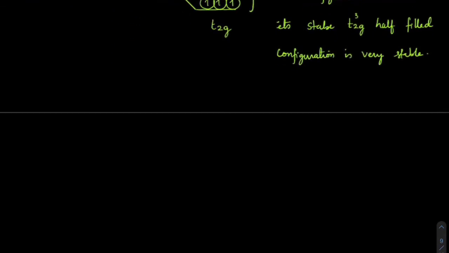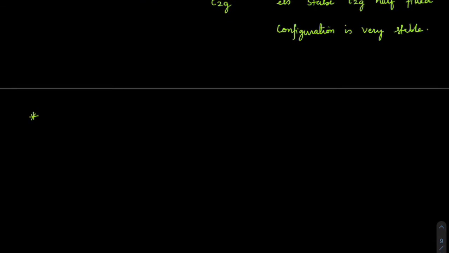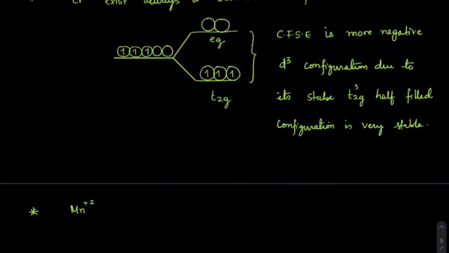Next, the similar thing can happen with d5 configuration also. So we can say here, when it comes to manganese, if it is +2 oxidation state, that will also have a similar identity here. So let me just copy from here itself.